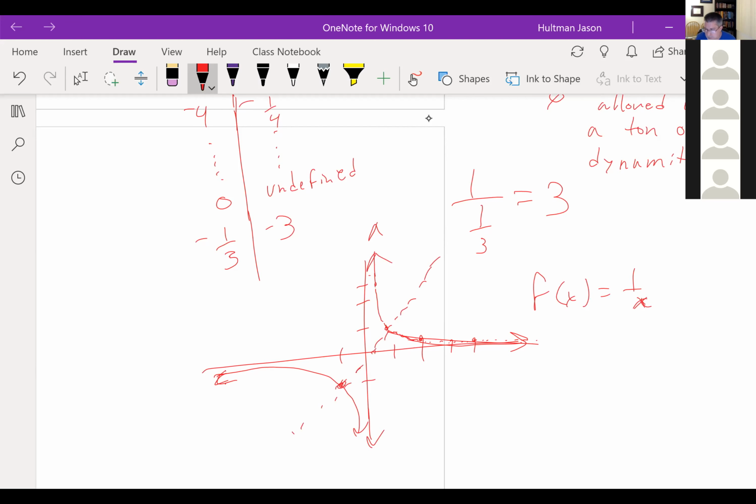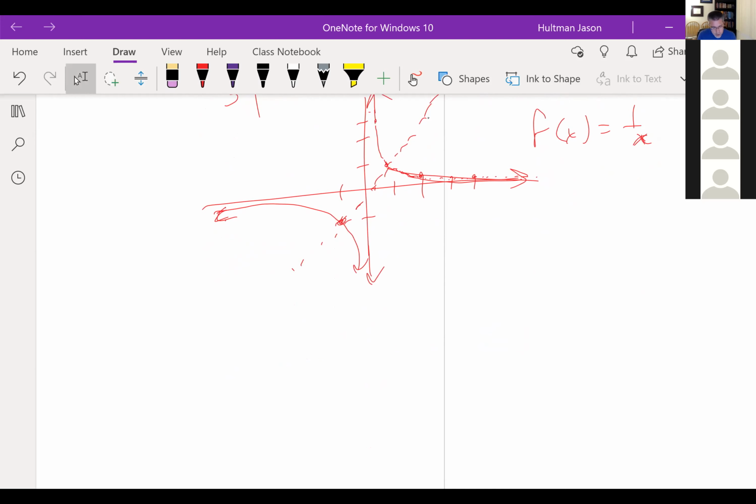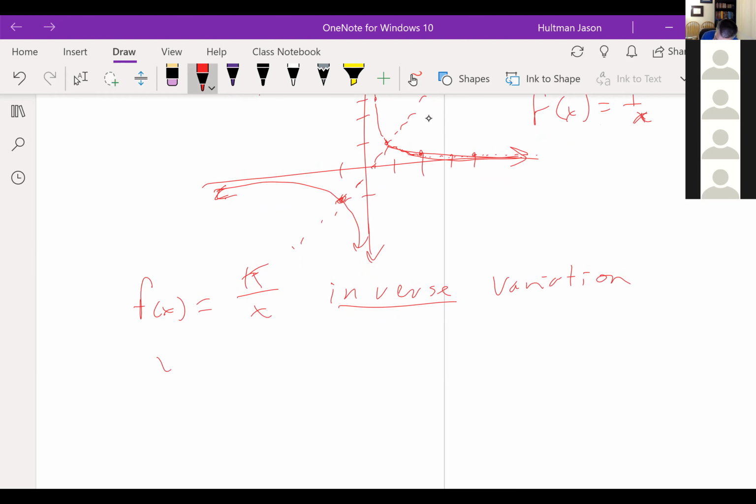Okay. You know anything about hyperbolas? Maybe you don't, maybe you do. Doesn't really matter. Okay, so we've got this one. So this f of x equals k/x is called inverse variation. Why? Because remember we had y equals kx was direct variation.